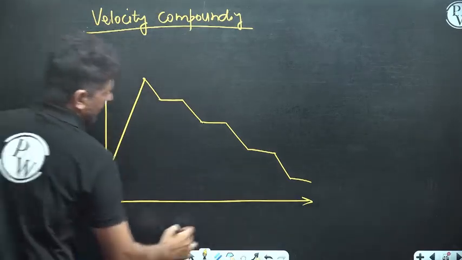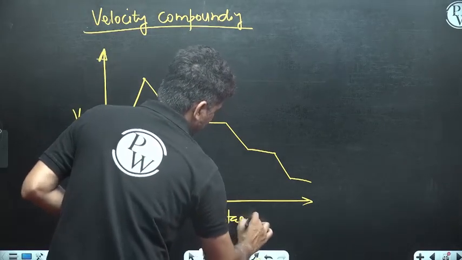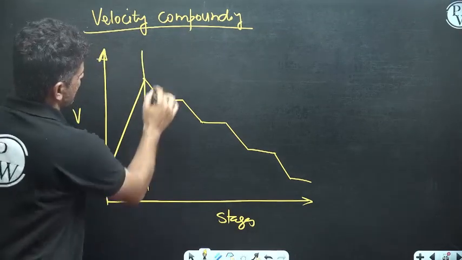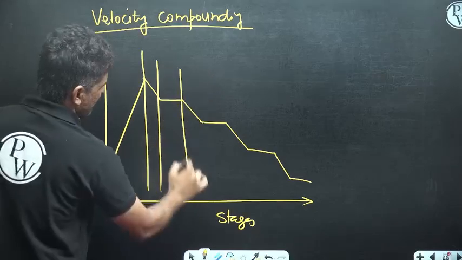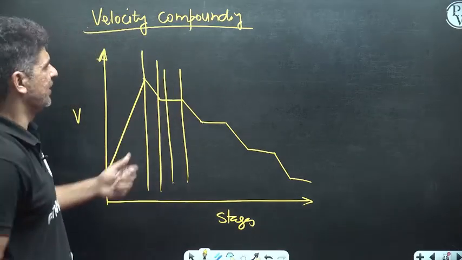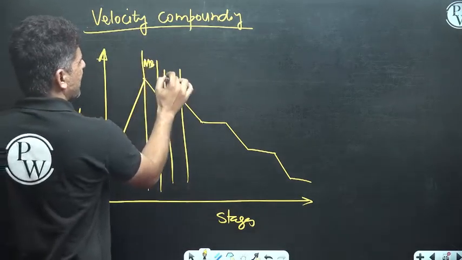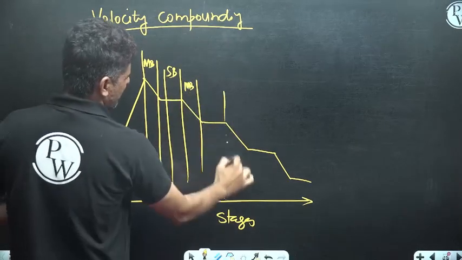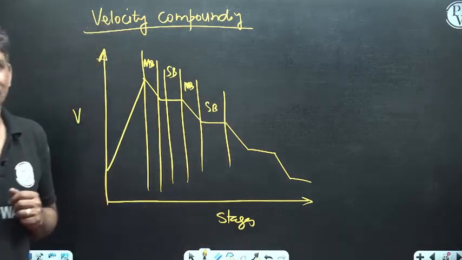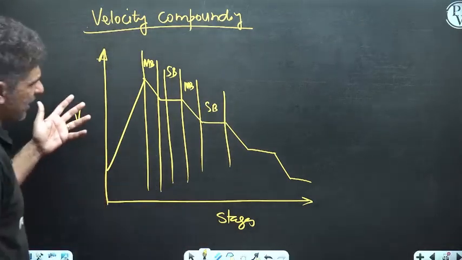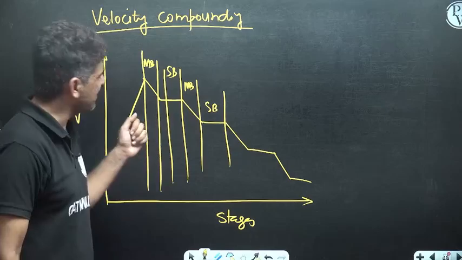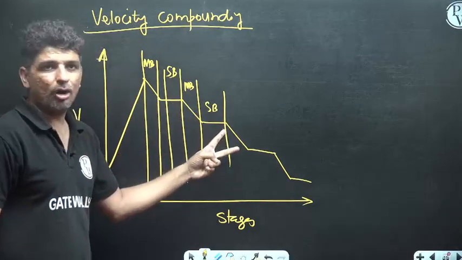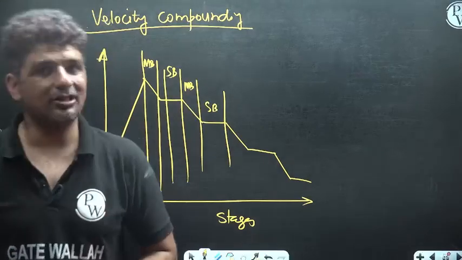So this is your velocity, this is your stages. This is where your nozzle will be. So this is your nozzle, this is your first moving blade, this will be your first stationary blade. Again, this will be your moving blade and this will be your stationary blade. So you see that in the compounding of a Curtis turbine, we drop the velocities almost equally in all the stages.